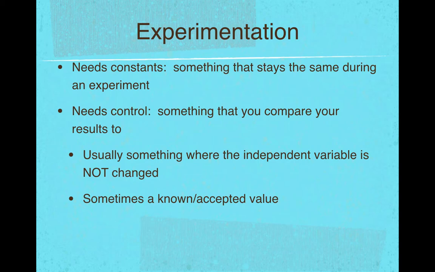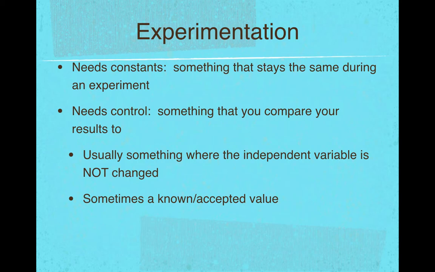Controls are something that you compare your results to. For example, in our toilet paper lab for this week, what did you compare your results to? In that lab, you compared your results to each other. So the control was built within the experiment itself. If we were looking at A, we compared it to B, C, and D.